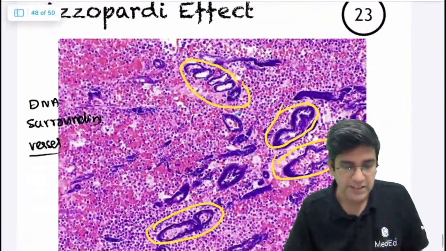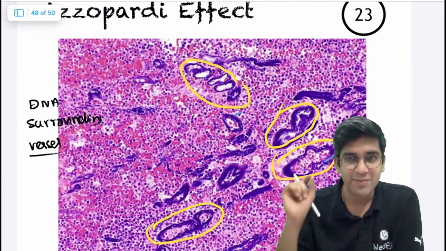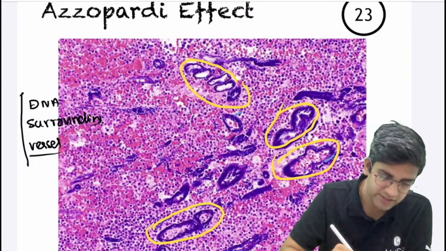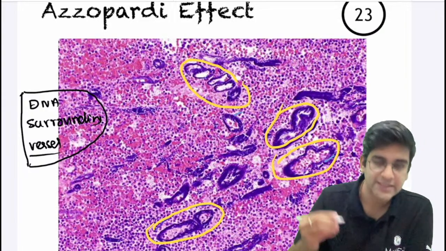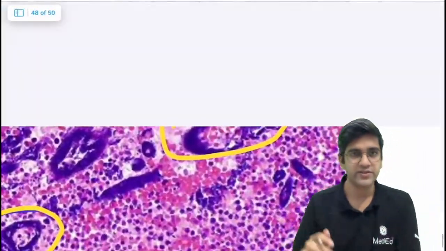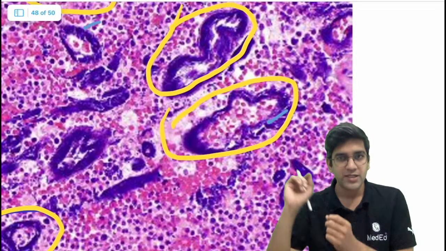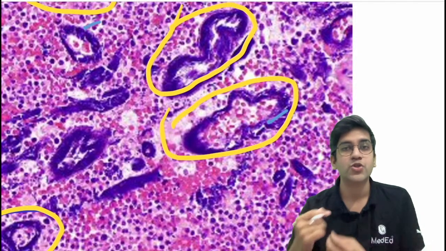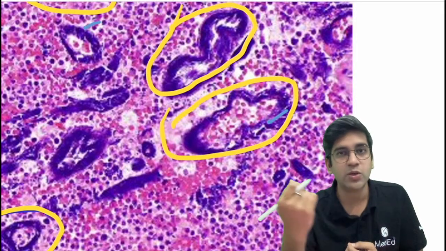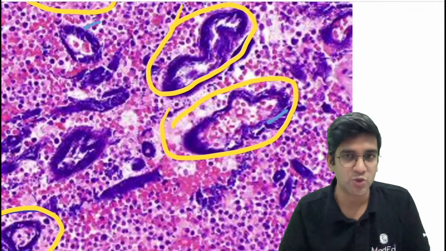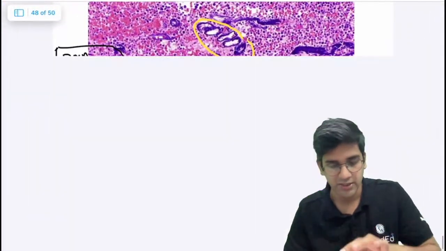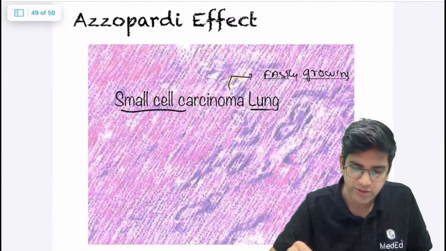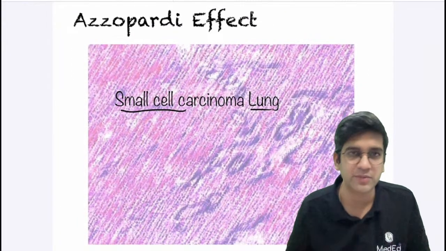Last but one. I have a condition called the Azzopardi effect. What you see in the Azzopardi effect is DNA surrounding the blood vessel. If you look at this, there's a blood vessel in the center. Surrounding that, I'm seeing blue color. Blue is nothing but nucleus. So blue color condensation surrounding the blood vessel, I call it the Azzopardi effect. Seen in any small cell carcinoma, especially for an undergraduate, I would say small cell carcinoma of lung, which is very important.